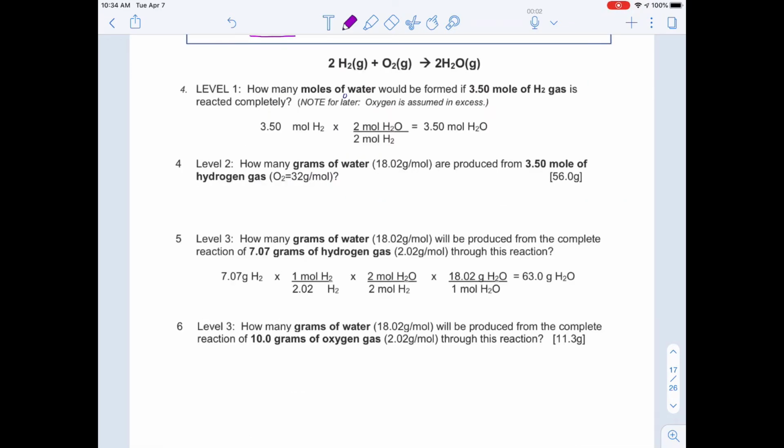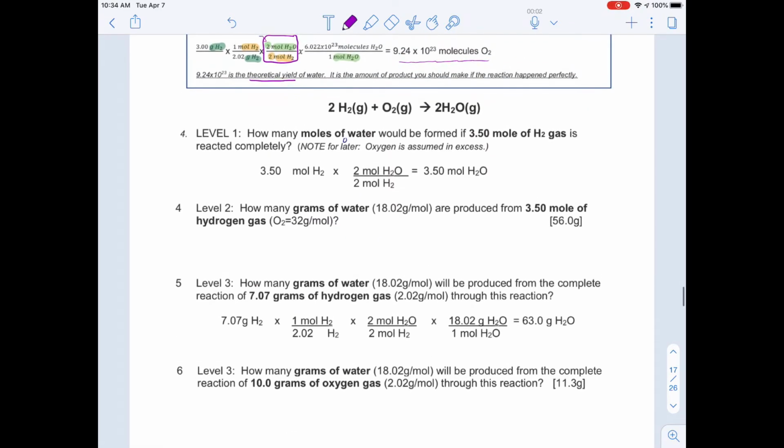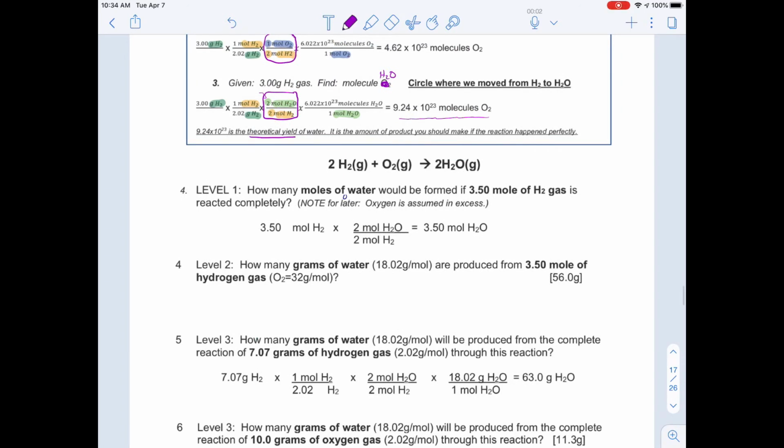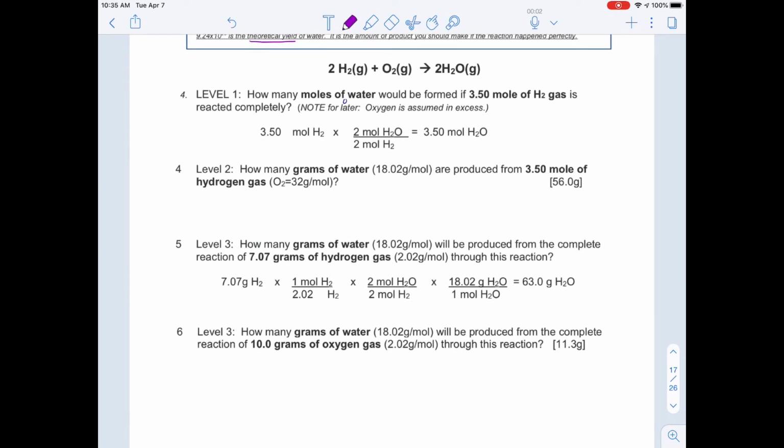How many moles of water if you have 3.5 moles of H2 gas? So before, up in these examples, it was grams. So this is really easy right here. So we're moving from the H2 to the water. So this is what we're doing. We're moving from H2 to H2O. So this is the only number we have. See, we've got moles to moles, and it's wanting to know about water.